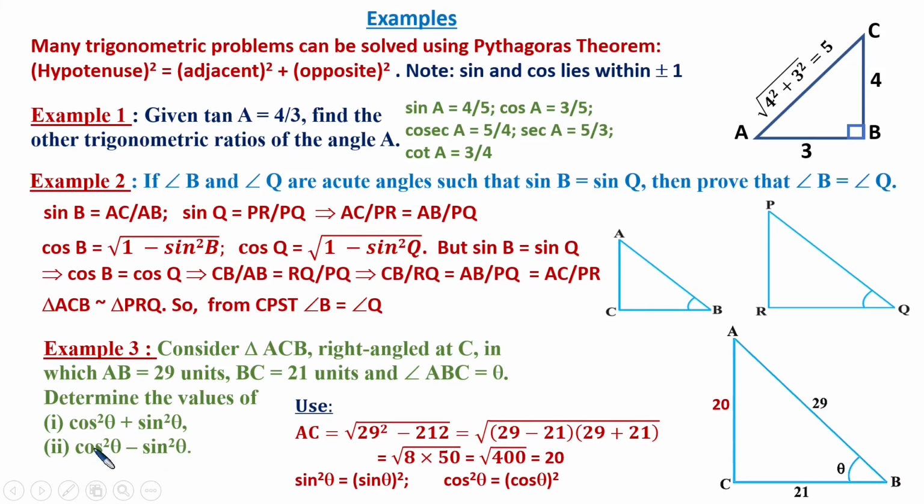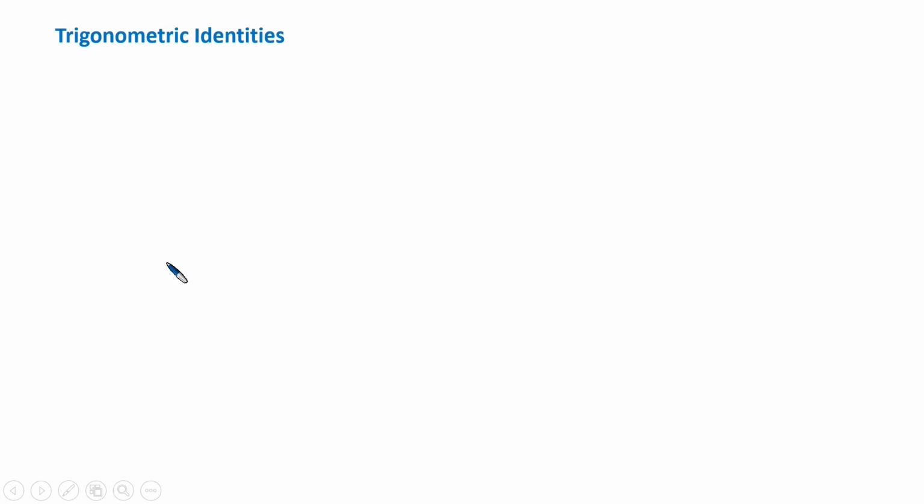So similarly, kindly do this also. I will not do this. This also you can find. You will get some number. Okay, now some trigonometric identities.